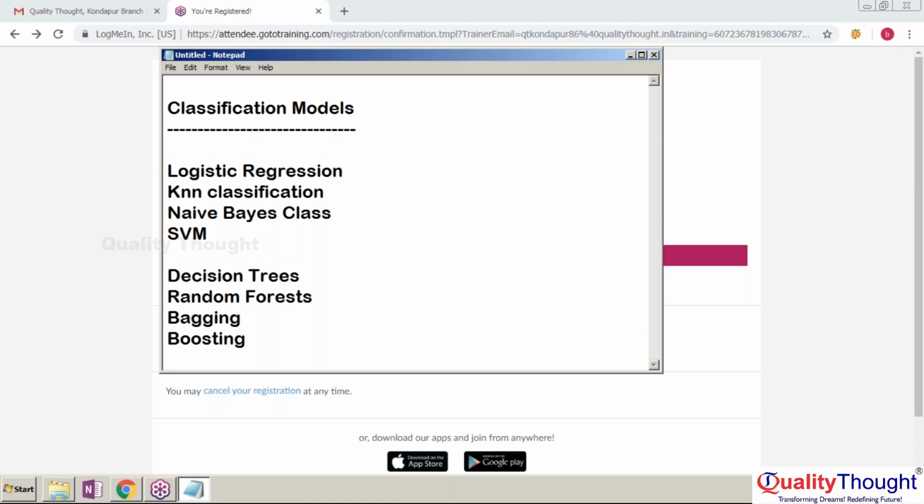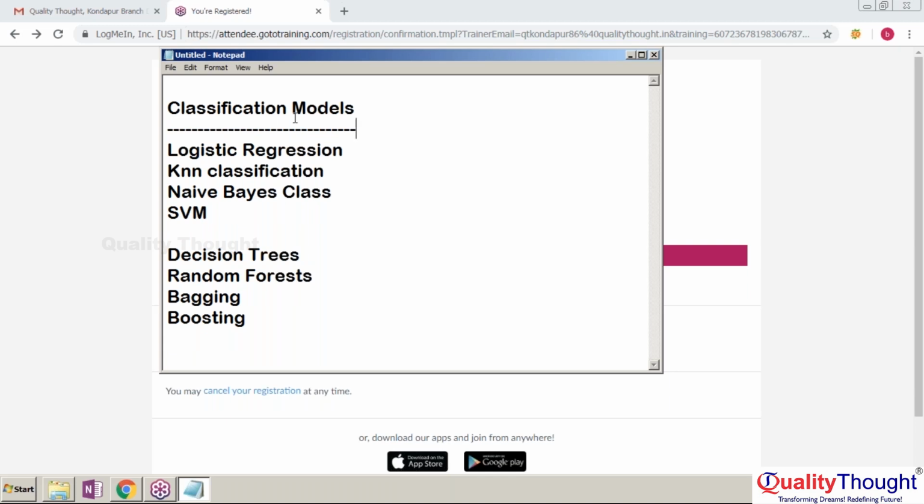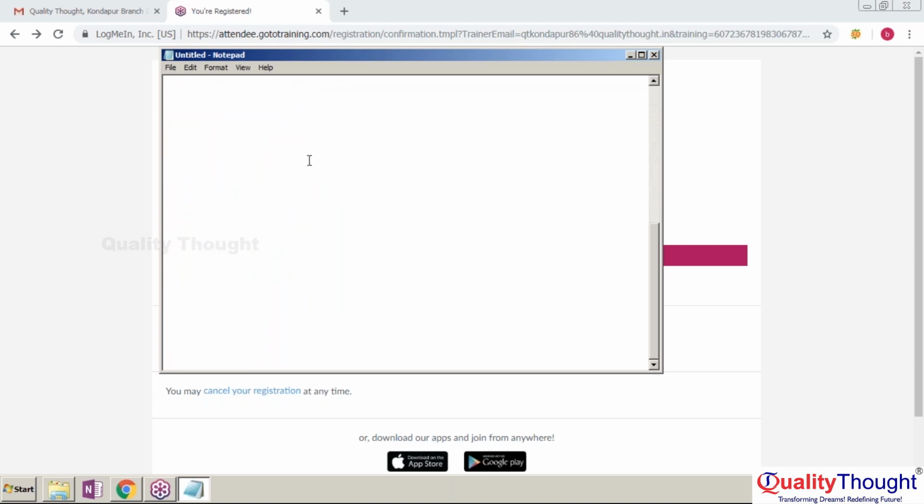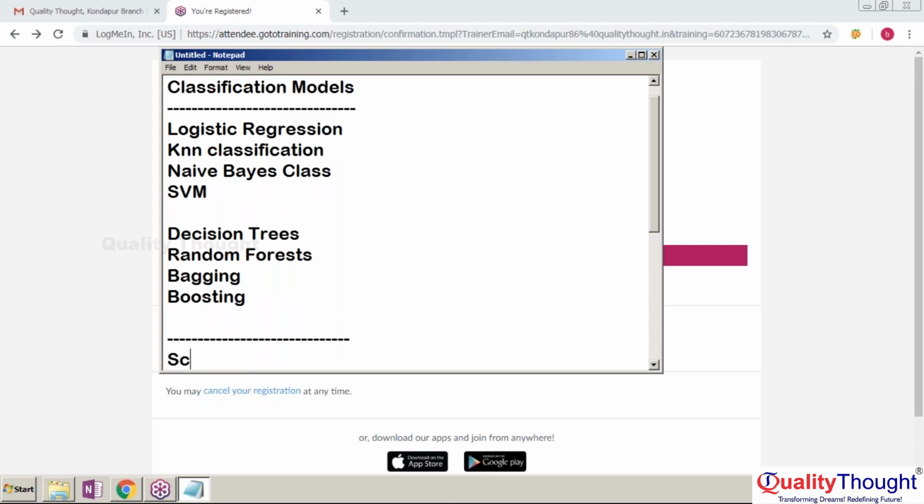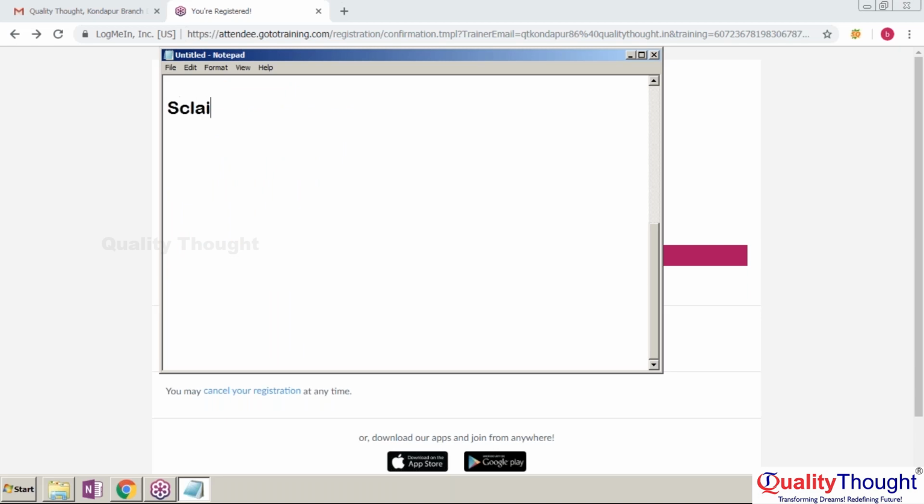I need to explain to you something called some basic concepts: scaling, otherwise we will generally call it feature scaling. And the next one is the confusion matrix. Okay.